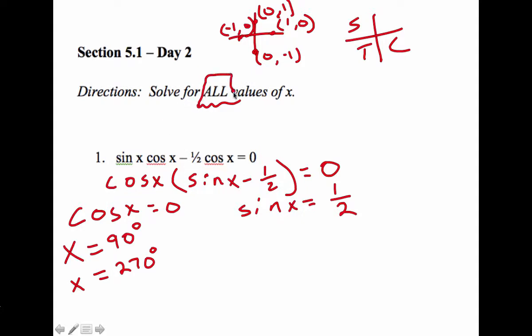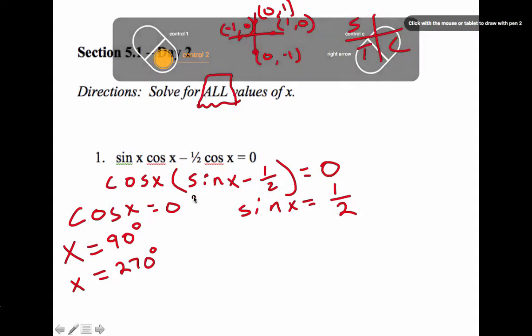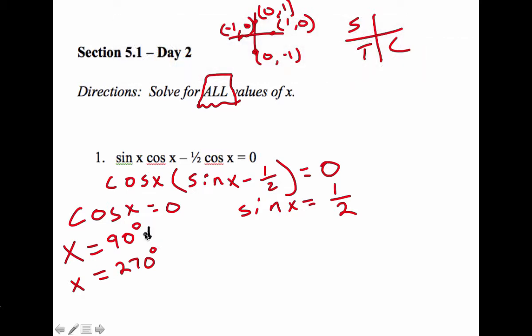But when they say all, you have to go and say plus 360k, where k is an integer, because it's going to be at 450 and it's going to be at 360 around and around and around, or backwards around. And we're going to say here plus 360k as well. So when they say all, you're essentially going to add on 360k for these values.